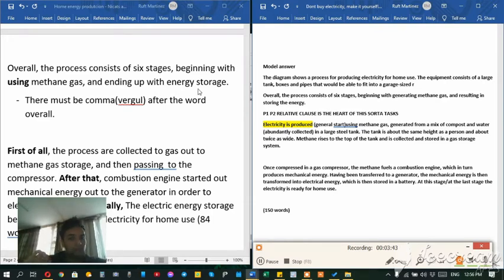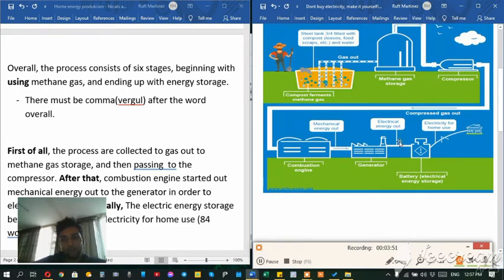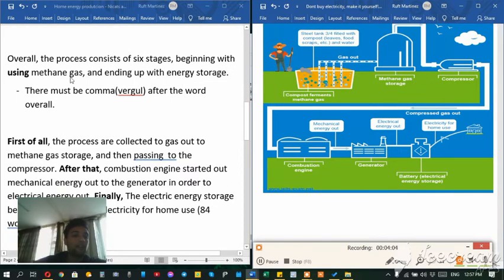You can use this. Just like here, it's better you use -ing. Ending up with storing the energy. Ending up with energy storage is also okay, but a better way for that one is to say storing the energy. Okay, and there must be a comma after the word overall.